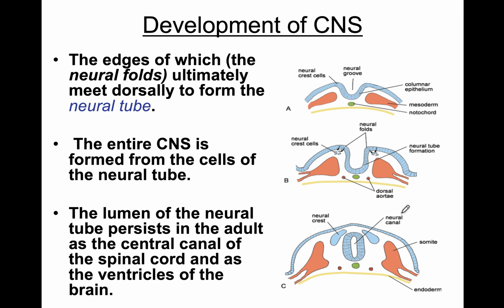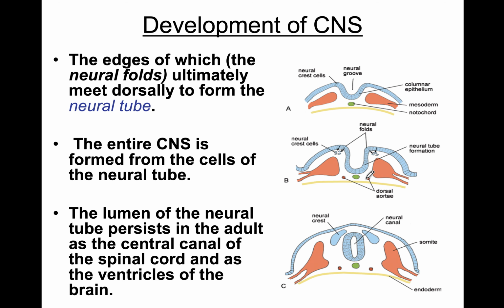This neural tube will undergo proliferation, differentiation, and migration. Proliferation is an increase in the cell number. Differentiation is the transformation of the cell into more complex cells. And once these cells differentiate, they cannot regress back.